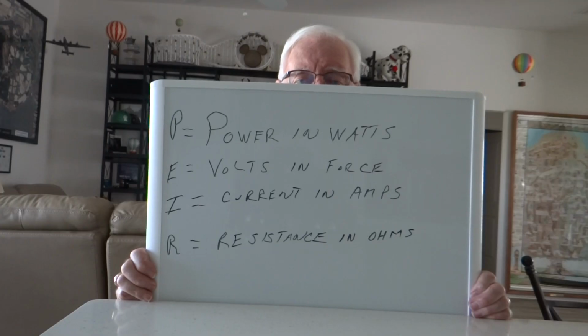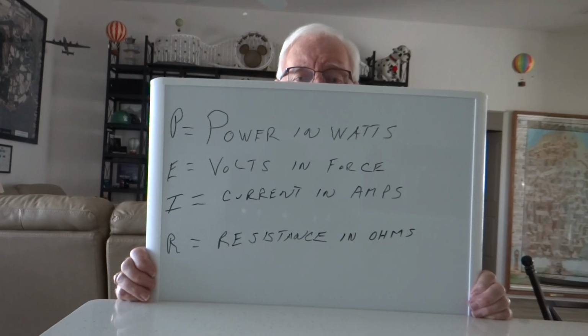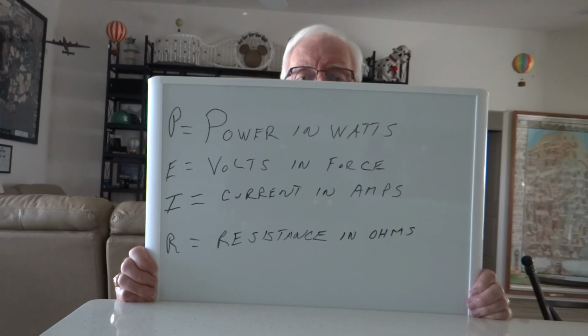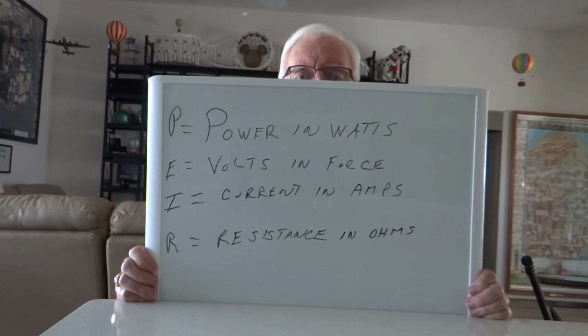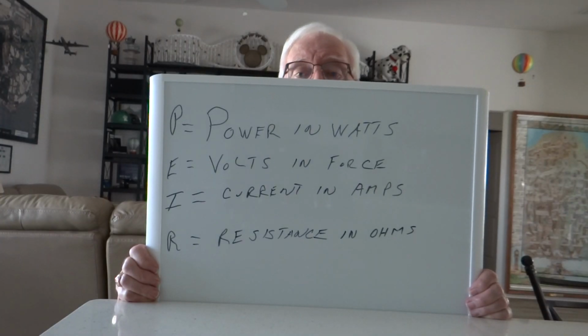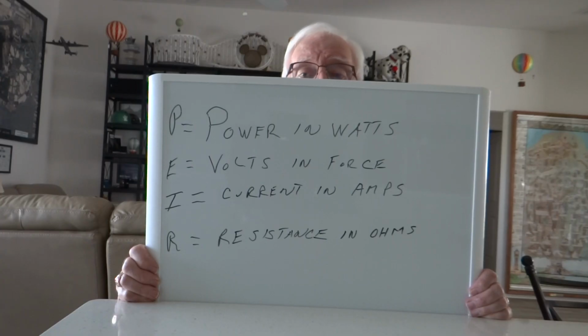Power in watts. Okay. Voltage in force. Okay, in volts. Amps in current. And resistance in ohms. So anyway, those are the main characters that you need to deal with. P, E, I, and R. Those 4.